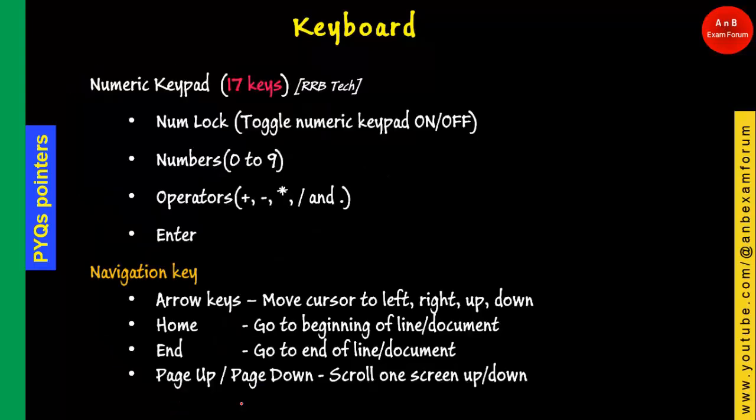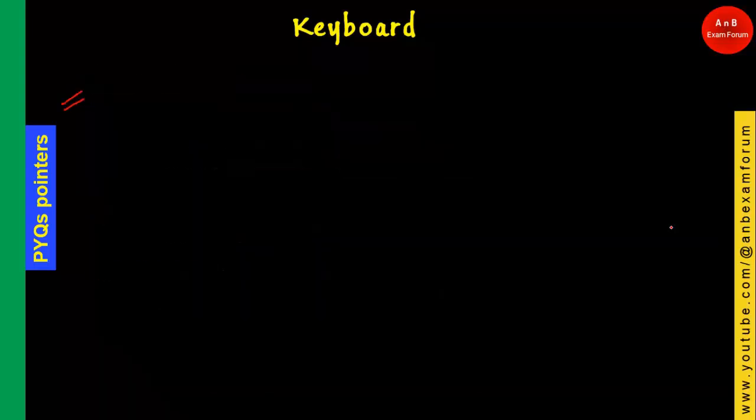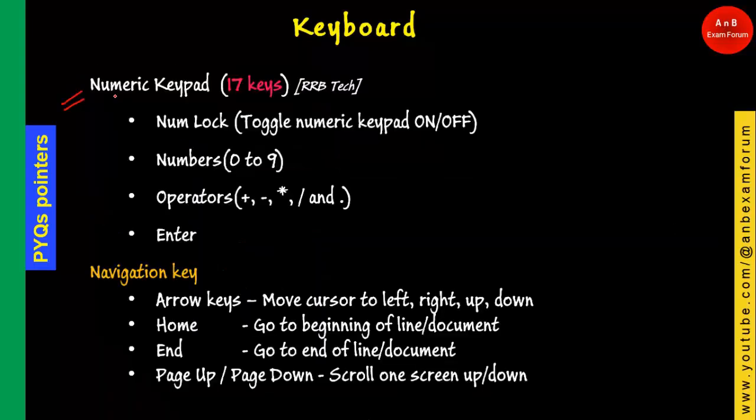Let's see a few other keypads, like the numeric keypad. If you see in this keyboard, this is the numeric keypad. These are the navigation keys, and there are certain other keys that we are going to see. So this is the numeric pad. As the word suggests, numeric keypad, so it will have numbers in it for sure.